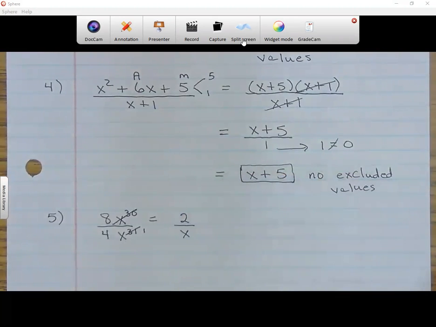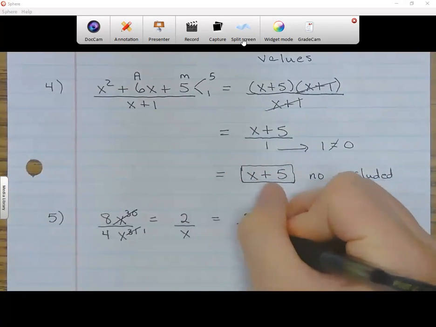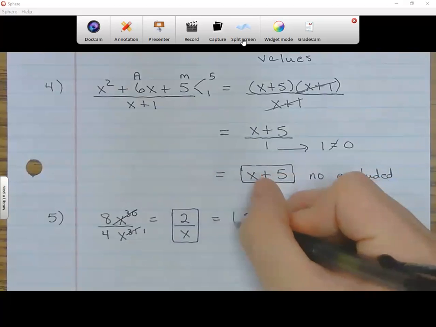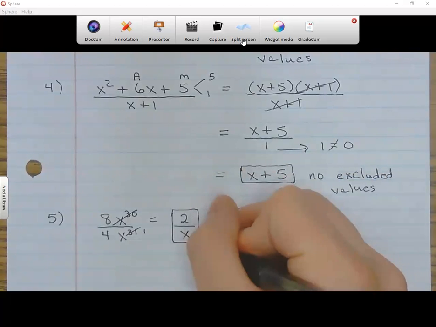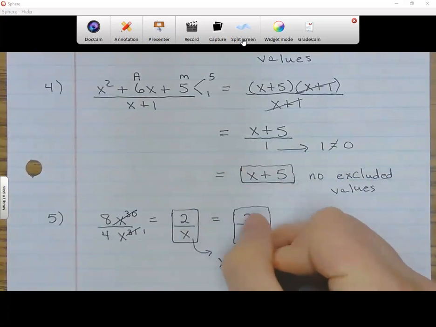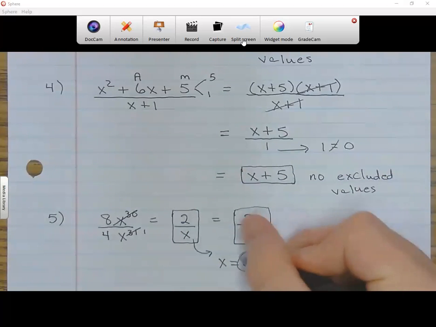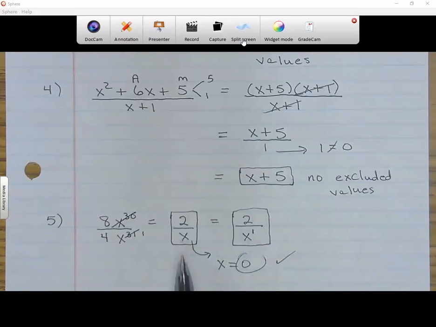So you can write that as 2 over x, or you could write it the same way as 2 over x to the 1 power. These are the same answers. So really, I could write it either way, and they would both be correct. Now we set the denominator equal to 0. So let's go ahead and do that. And since x is already by itself, I don't have to solve for anything. That just means that 0 is going to be my excluded value. So we can't let the denominator be 0.